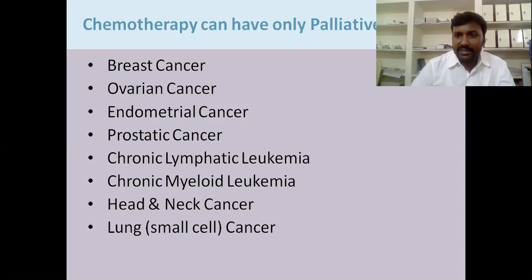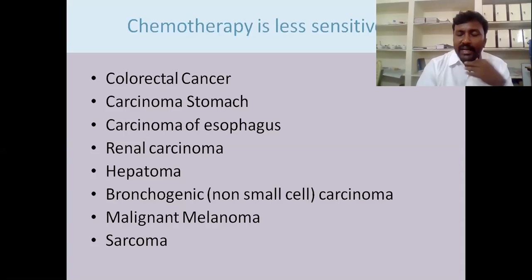Only a palliative effect, with little effect, is seen in cancers such as breast cancer and ovarian cancer, which we can observe in adults. If you give the treatment, either radiotherapy, surgery or chemotherapy, it cures only a very small amount, meaning a palliative effect, not a perfect cure. And these are very less sensitive to chemotherapy.